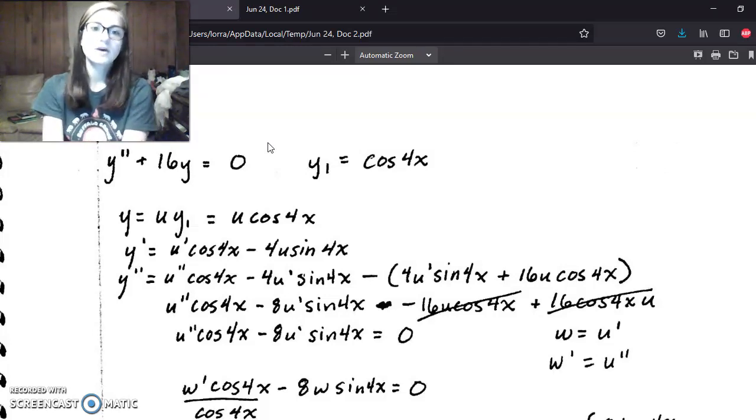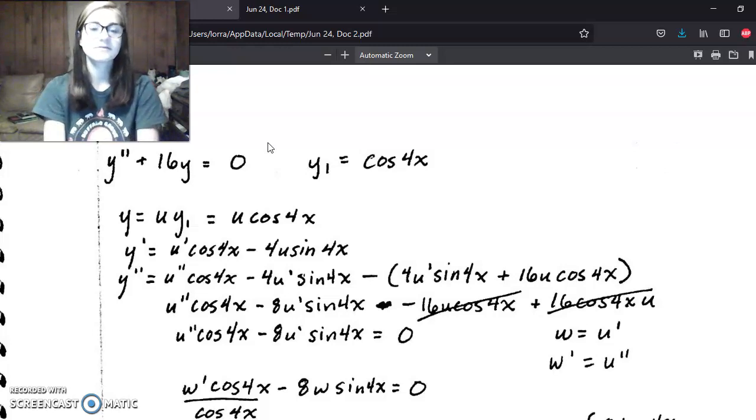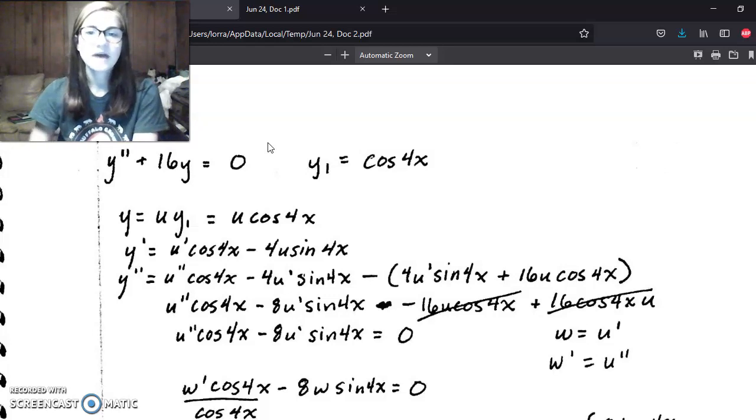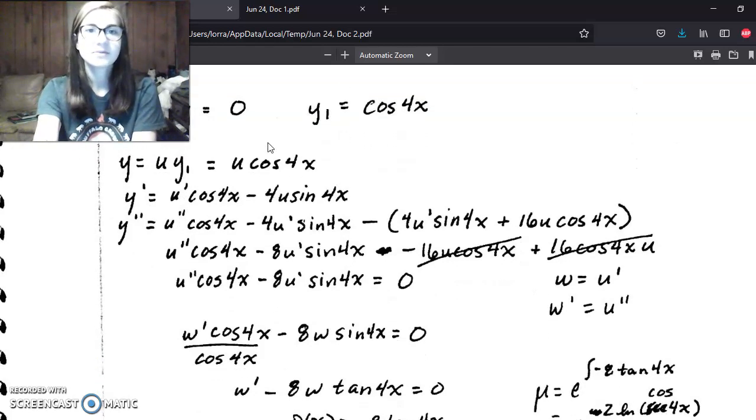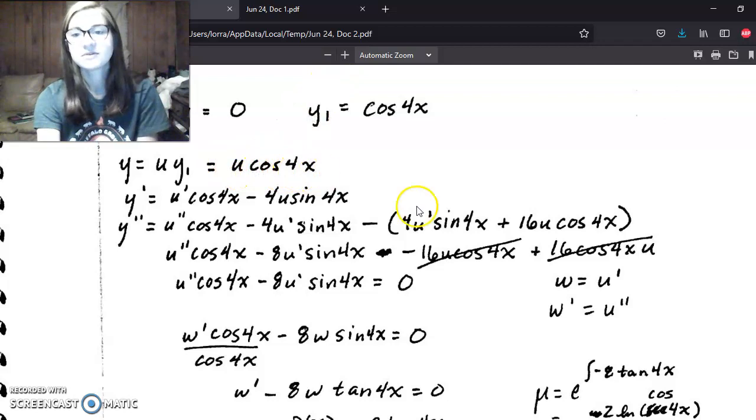So first, y is equal to u of x times y1, so I just called u of x u. So that's equal to u cosine of 4x, and then I found the derivative y prime, and then y double prime. And so after I found y and y double prime, I just plugged it into the equation y double prime plus 16y. So this is y double prime, and then plus the 16y, which is u cosine 4x, so times 16 is u cosine 4x.